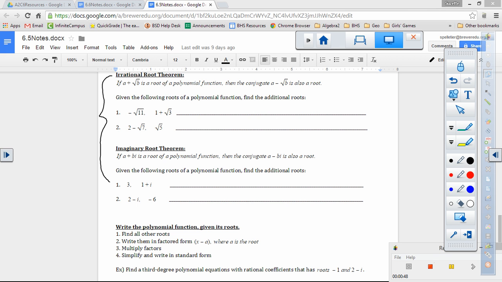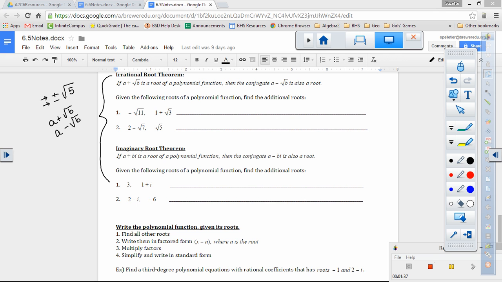So what you have to know about them is that they have conjugates. Remember, when you take the square root of something, we always have you do plus or minus the square root of whatever it is, 5. So there are two roots, the positive and the negative. So the irrational root theorem is saying that if I tell you you have a plus the square root of b as a root, then you automatically know that you also have a minus the square root of b, because you need plus or minus the square root of b. You need both of those situations.